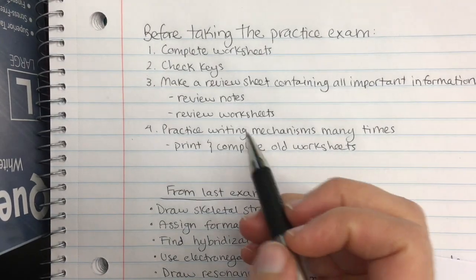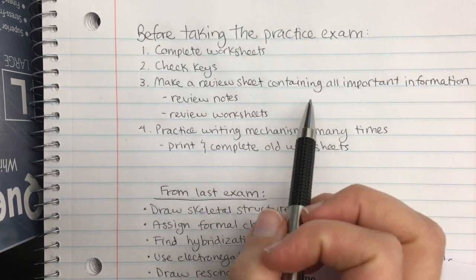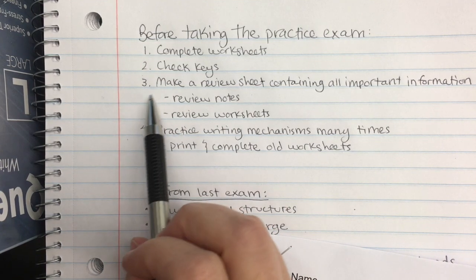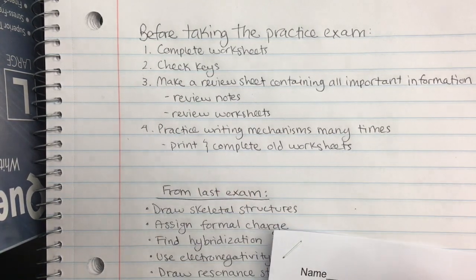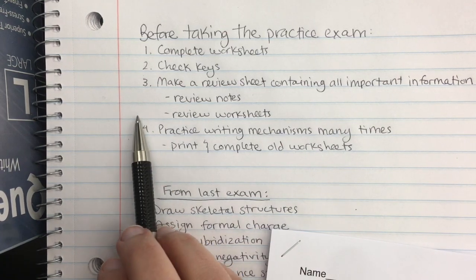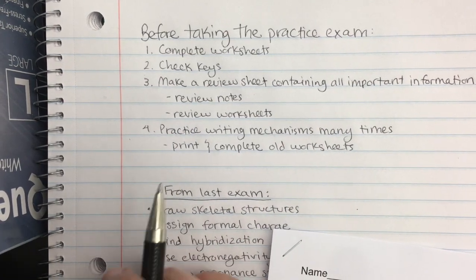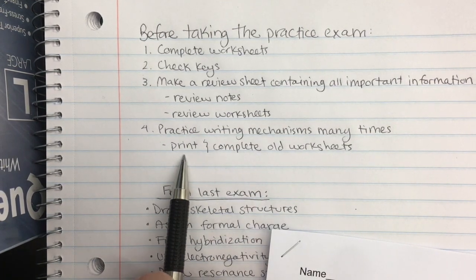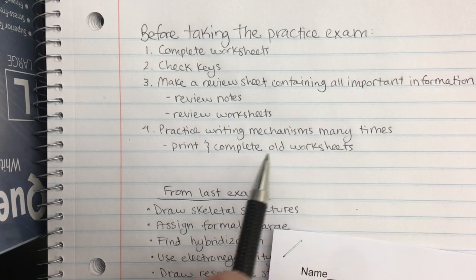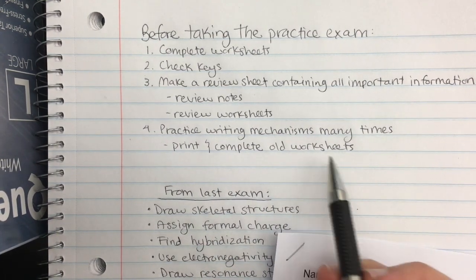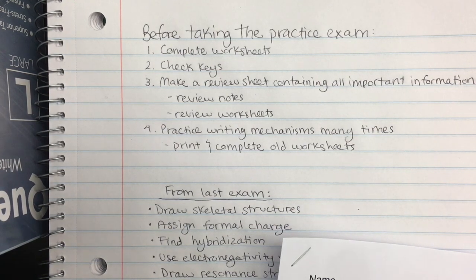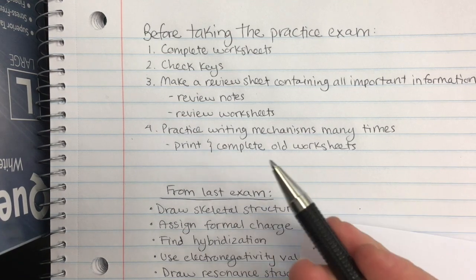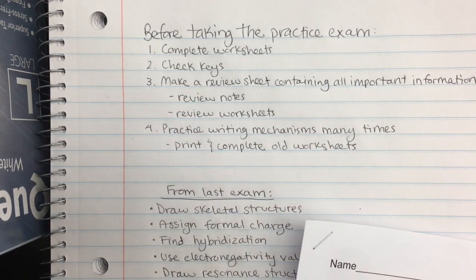But if you can, make the review sheet as concise as possible while still containing all the important information. And try to do that as soon as possible so you can review it several times before the exam. Once you have all of the material collected in one place, then practice writing the mechanisms as many times as you can. You might want to print and complete old worksheets again after you finish them as practice. A lot of them have examples of mechanisms in there, and that's an easy way of getting a blank sheet to just practice writing mechanisms on.